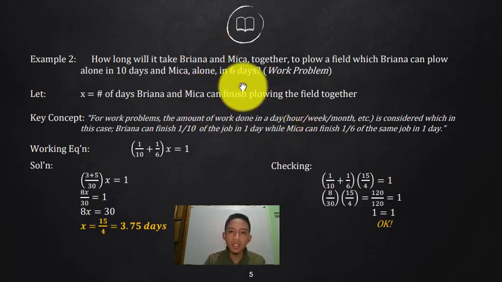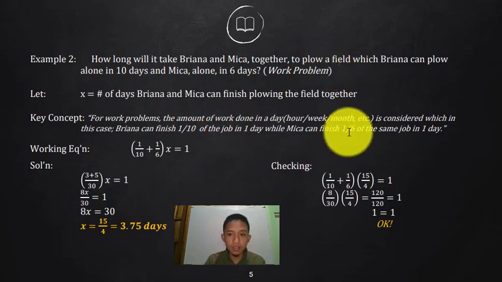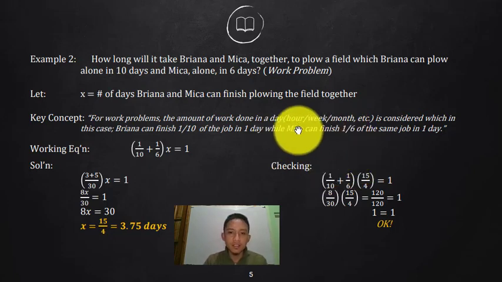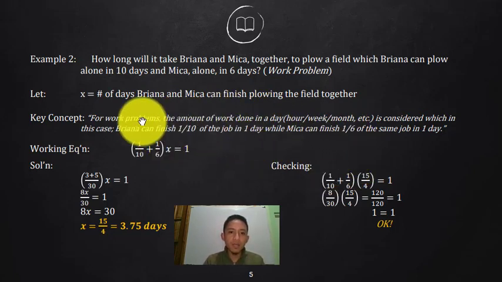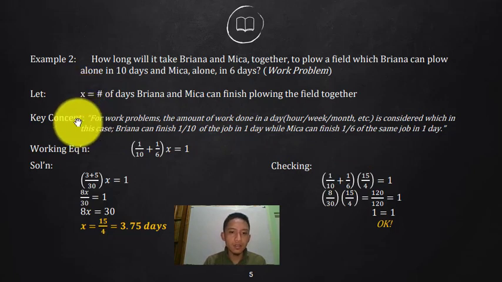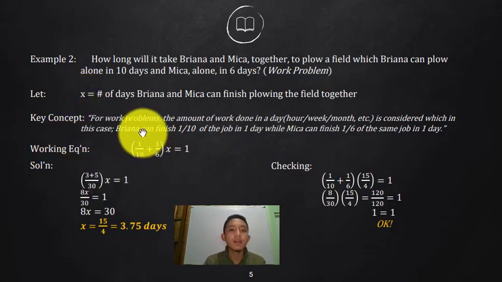So again, in 1 day, Brianna can finish 1/10 of the job, or 1/10 of plowing the field. And then Mika in 1 day also can finish 1/6 of that. Okay? So that is what we will be considering. So now we will make use of this concept in that assumption to create our equation. Okay, so it says there, okay, working equation.